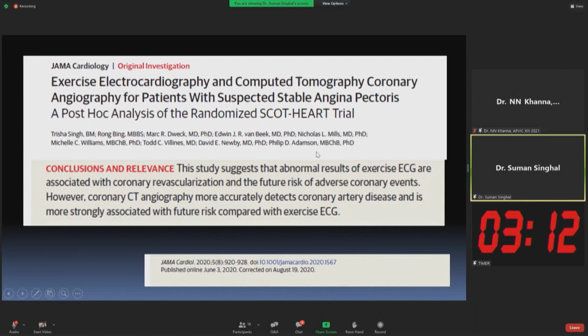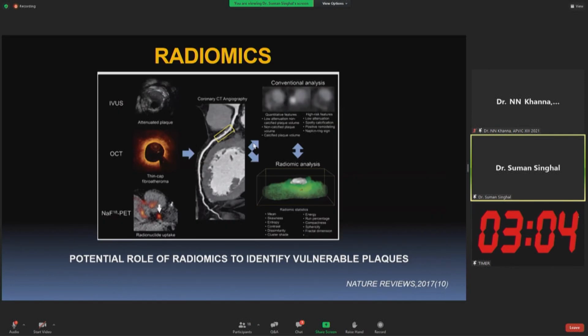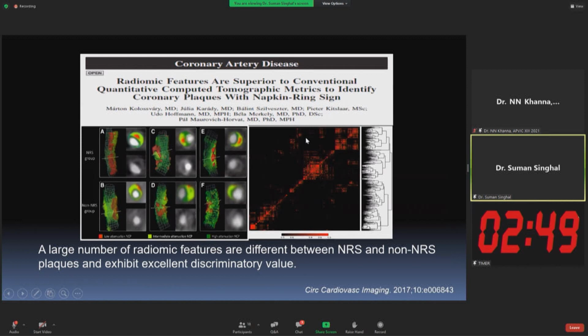In a recent SCOT-HEART article also, CTCA is an important prognostic indicator for diagnosing the vulnerable plaque as well as the stenosis. Radiomics is something which can be applied to different imaging modalities, and depending on the data algorithms, it can be used in future to diagnose these vulnerable plaques and plaques with napkin ring sign.